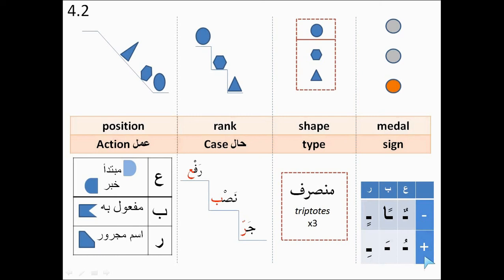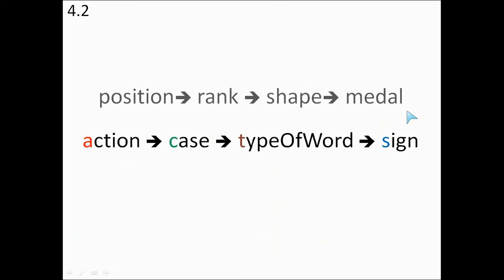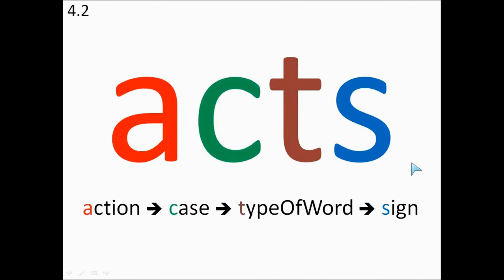So let's rewrite this table so it becomes a bit more useful. So we're going to say goodbye to our geometric shapes now. So thank you very much for helping us. And we're just going to really start concentrating on the nouns. So in the geometric shapes we talked about position, rank, shape and medals. Here with nouns we're going to talk about action, case, type of word and sign. So we get a nice acronym called ACTS.